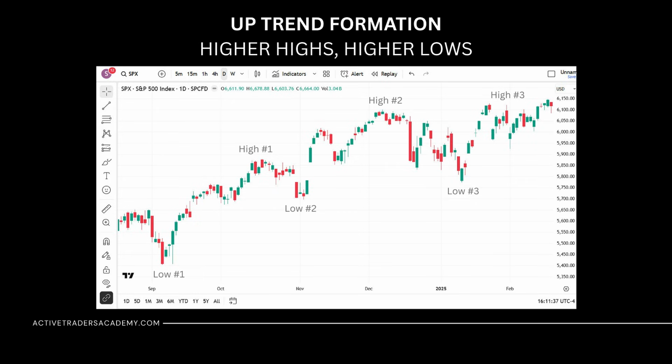Now, if we determine that it is in an uptrend, what do we look for? We look for higher highs and higher lows. If you look from left to right, we identify the low, then what we want to identify is the high. High number 1, right? And then when it retraces, that low is higher than the previous low. Then it goes up, retraces a little bit, and makes another high. Then it goes down, makes another low, and then another high.